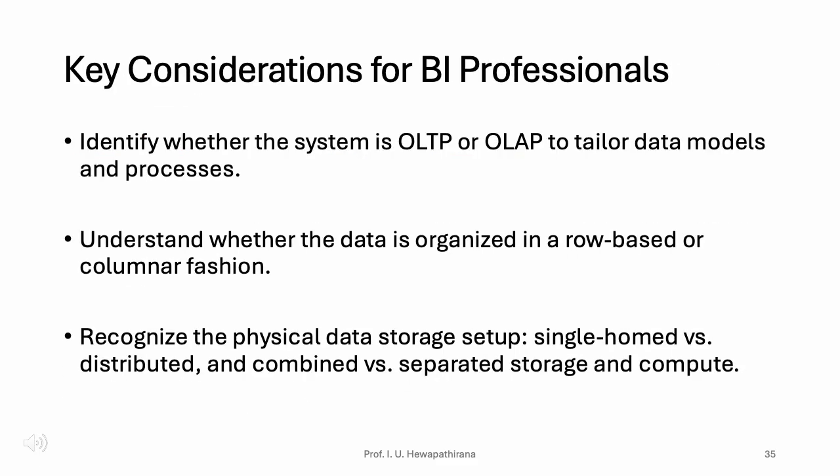To summarize this section, BI professionals must maintain a clear understanding of several database framework characteristics. First, is the system OLTP or OLAP in nature? This determines how data models and processes should be designed. Second, is the data organized in a row-based or columnar format? This affects query performance and analytical strategy. Third, what is the physical storage arrangement? Single-homed or distributed, and combined or separated in terms of storage and compute? Each of these factors directly influences the design and effectiveness of BI solutions.